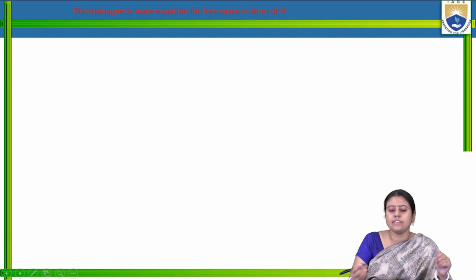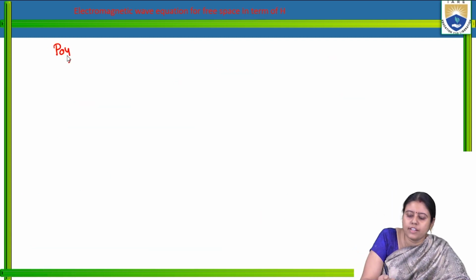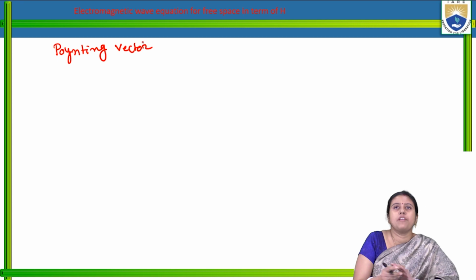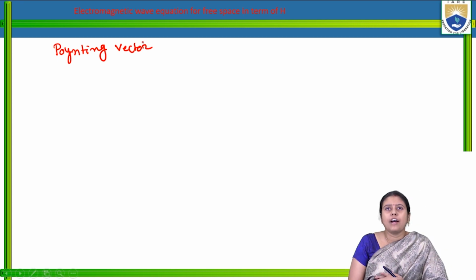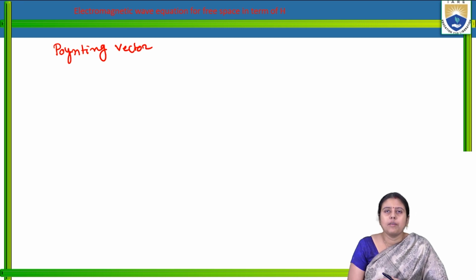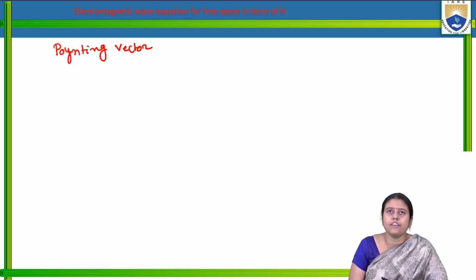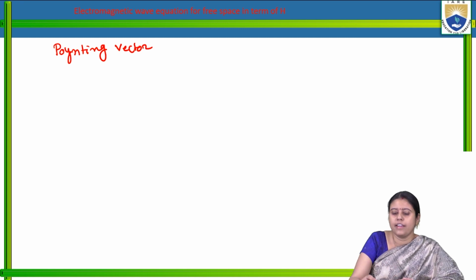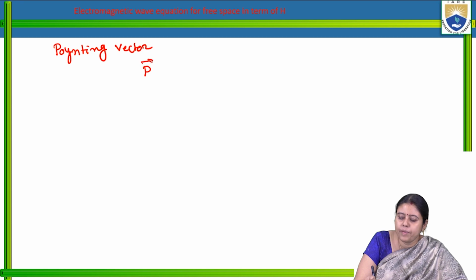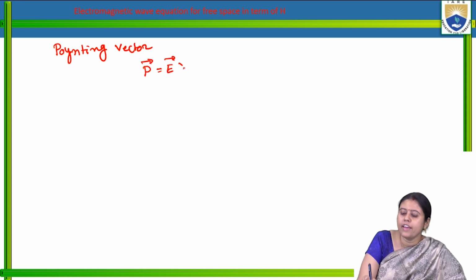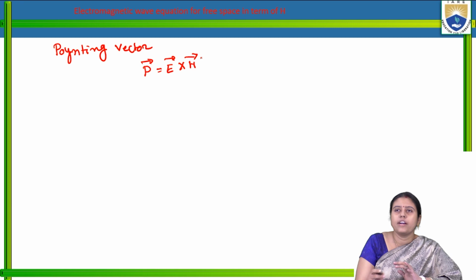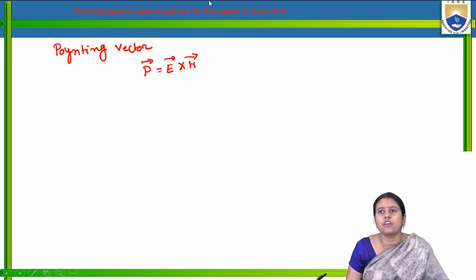Now we will discuss another formula, which is known as the Poynting vector. This is a very important concept in electromagnetic field theory. What is the Poynting vector? The Poynting vector is P is equal to E cross H. What is the meaning of P is equal to E cross H?